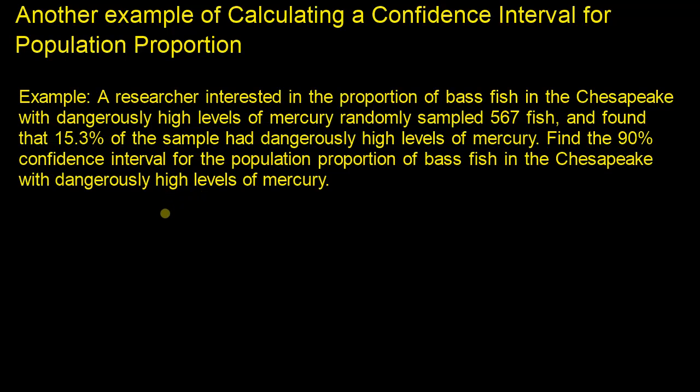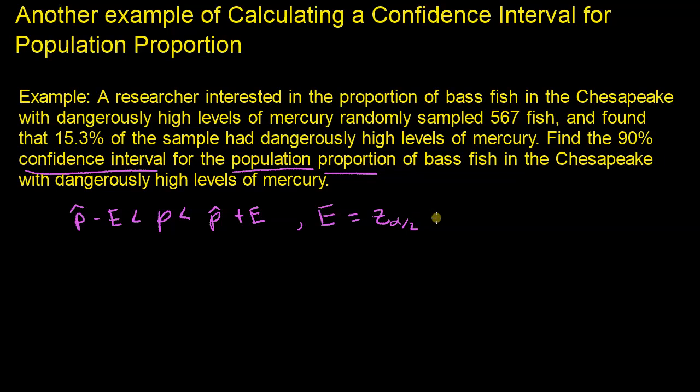All right, so let's see here. First we're recognizing that we're doing a confidence interval. It says here confidence interval for population proportion. So let's go ahead and write down what the confidence interval is for population proportion. It's p hat minus E, the margin of error, with p in the center, and then p hat plus the margin of error, okay? Where the margin of error is z alpha divided by 2 times the square root of p hat q hat divided by n.